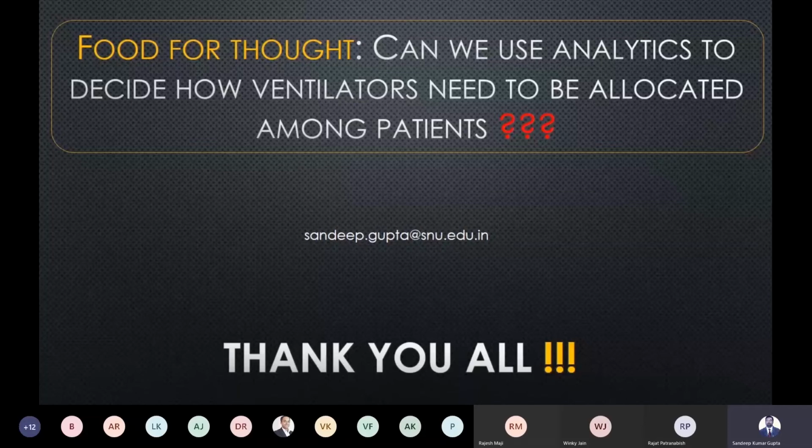I hope this is quite a realistic problem. You can see it in the case of COVID-19, right? Ventilators are definitely a big concern, a big constraint in that way. So that's all from my side for today's session. Now let me move to your queries.